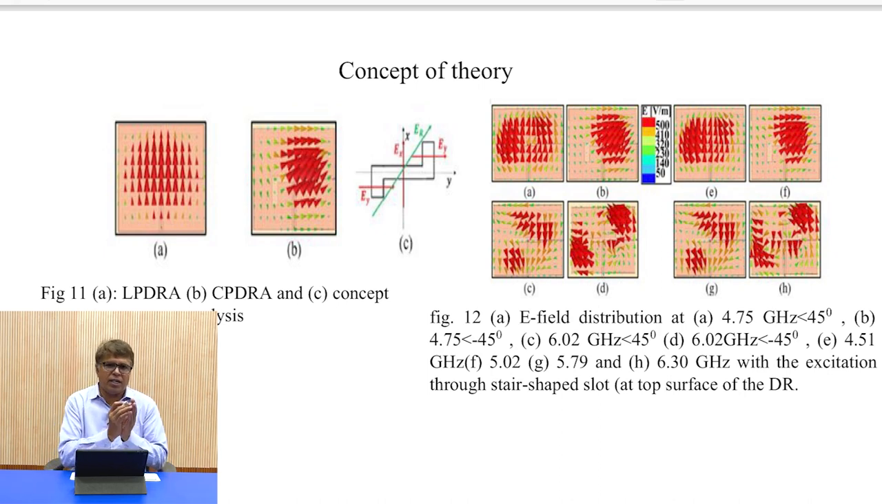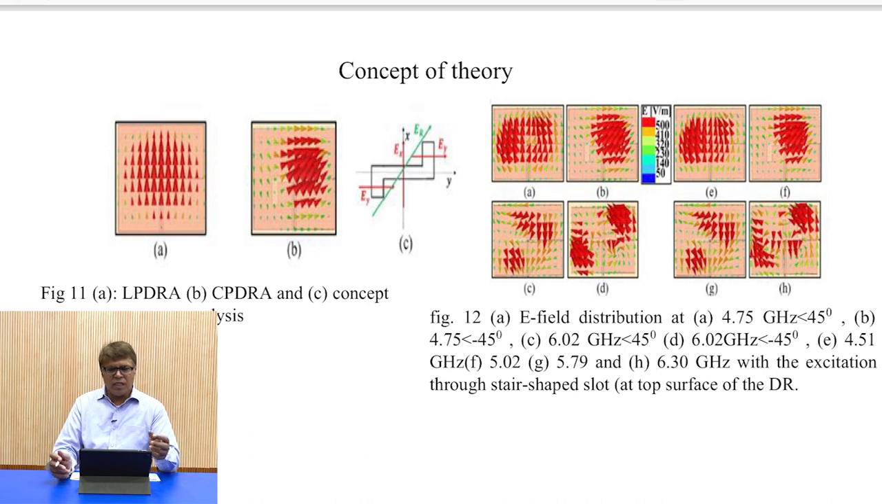We have not altered anything as far as the feed is concerned, but only a cavity of that particular shape, where the E field becomes dominant in one direction, has been created inside a rectangular DRA. Because of that cavity created with a different material, we are able to achieve circular polarization. So, likewise, there are various techniques by which we are able to get circular polarization.